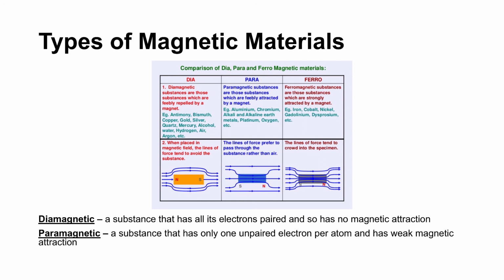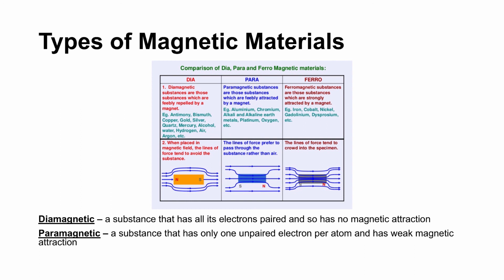Paramagnetic is sort of in between. It's a substance that has one unpaired electron per atom and therefore has weak magnetic effects. It's attracted, but feebly, to a magnet. Lines of force will pass through the substance but also pass through air. So there's some degree of preference to pass through the paramagnetic material, but it's not a strong preference, and so some of the lines of force would pass outside the material.